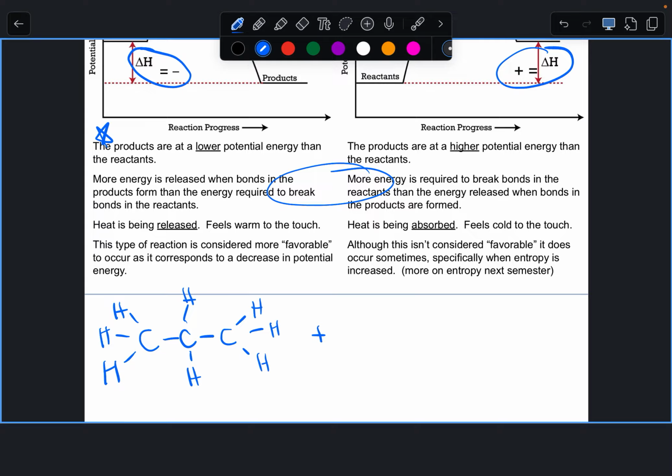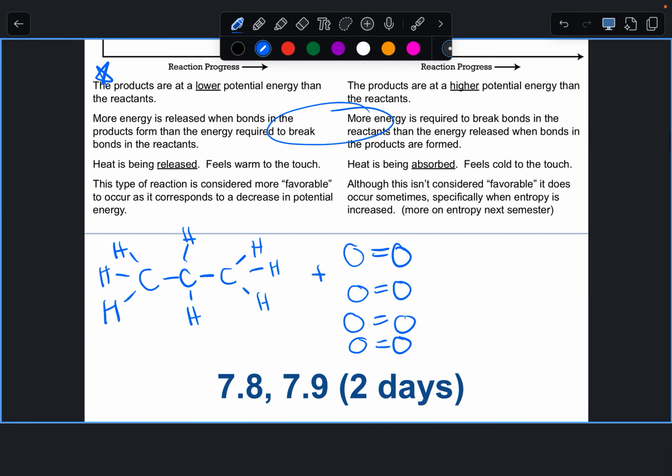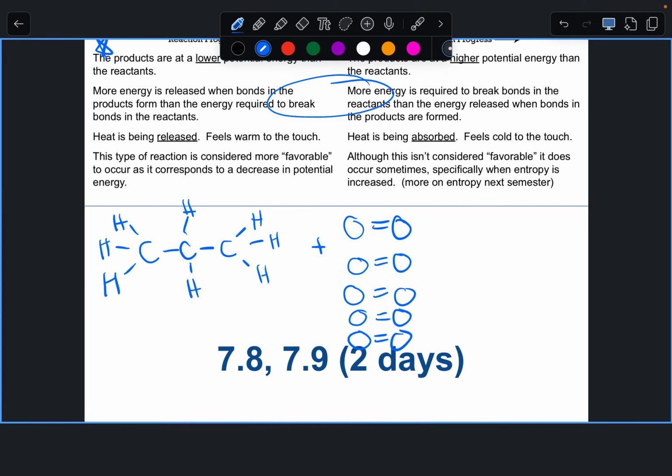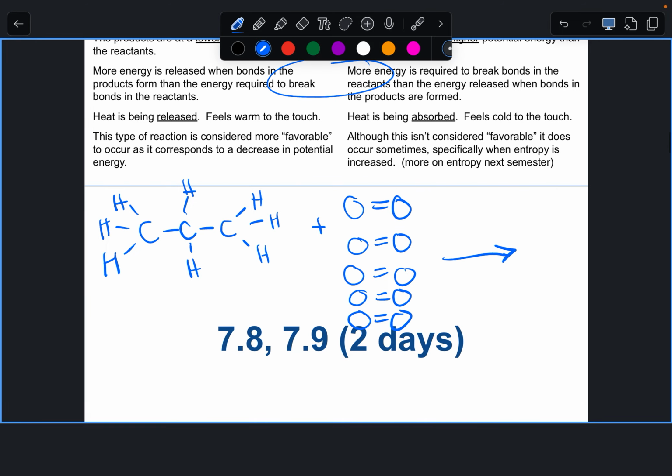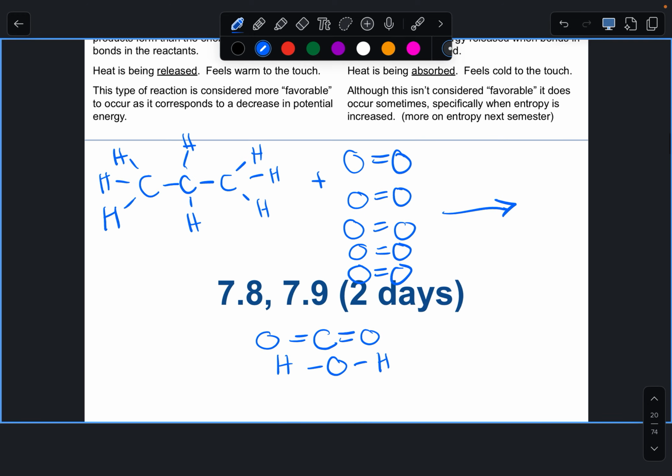And it reacts with 5 oxygen molecules. I'm just drawing these out to make a point. Okay? And then it produces CO2 and water. So for those, we'll just write, I think it was, 3 CO2s? Yeah, and 4 waters.